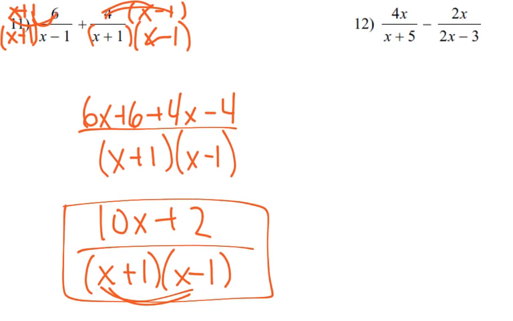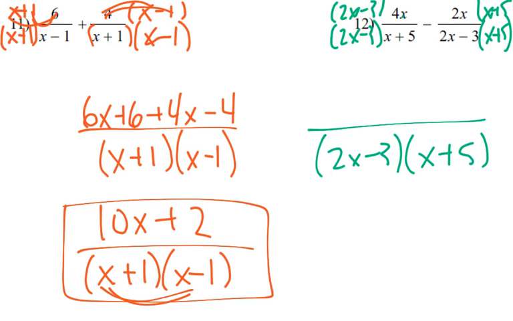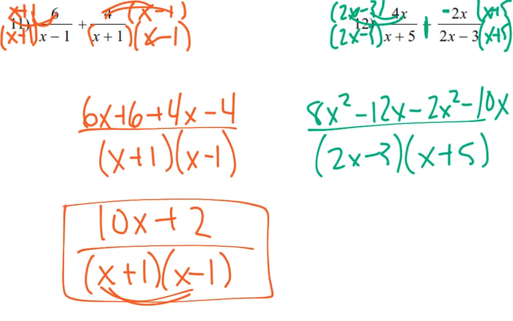Okay, 12. Same idea here. We're going to multiply by x plus 5 on the right. We're going to multiply by 2x minus 3 on the left. And that's going to give us a common denominator of 2x minus 3 times x plus 5. And the numerator, 4 times 2x, would be 8x squared, minus 3 times 4x, 12x. Now think of that minus as a minus 2x. So negative 2x times x would be negative 2x squared. Negative 2x times 5 would be negative 10x.